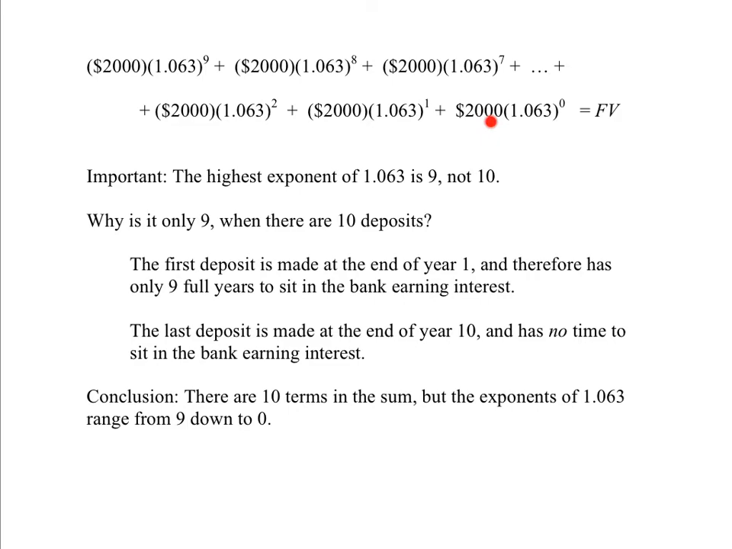You could also look at the last deposit made, the very last deposit made. That's $2,000 put in the account at the end of year 10. But we're tallying up at the end of year 10. So this $2,000 has had no opportunity to earn interest. What's the conclusion? There are 10 terms in the sum. The exponents of 1.063 range from 9 successively down to 0. So every term in this sum is 2,000 times 1.063 to the something. The somethings run from 9 down to 0, and that gives you 10 separate terms.